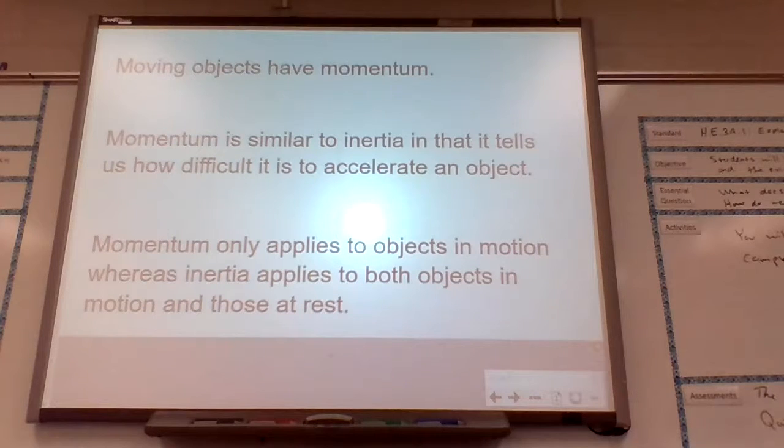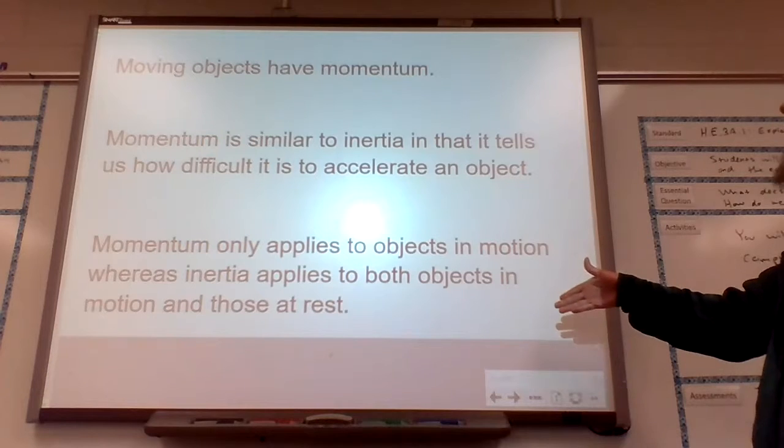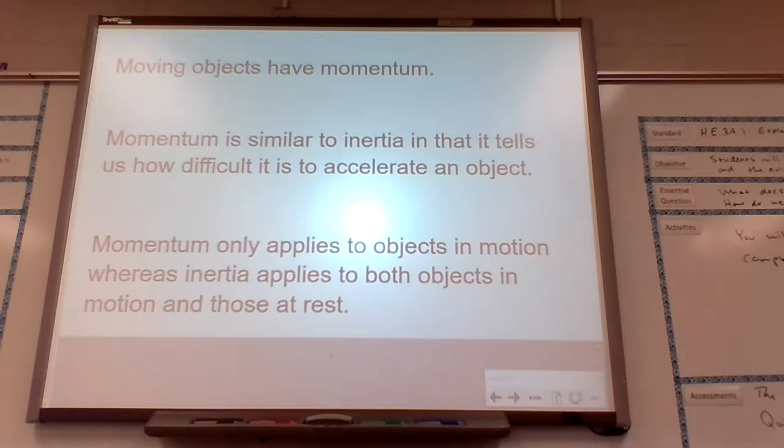Inertia is only affected by the mass of the object. Something with a small mass has a small inertia. Something with a large mass has a large inertia. Momentum is affected by two factors. Because the object has to be moving, not only will the mass of the object affect its momentum, but how fast it's moving will affect its momentum.